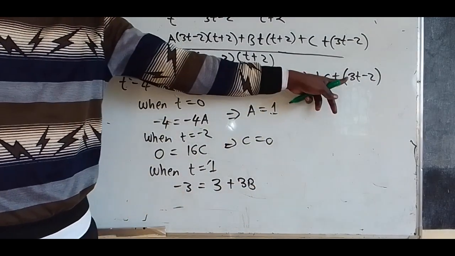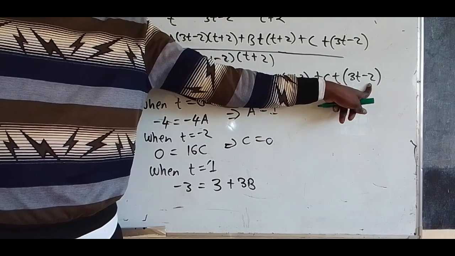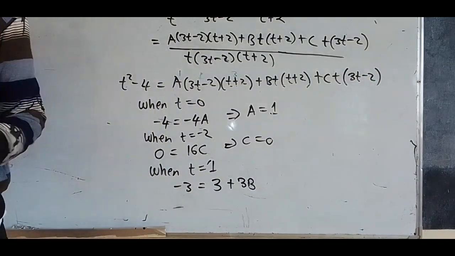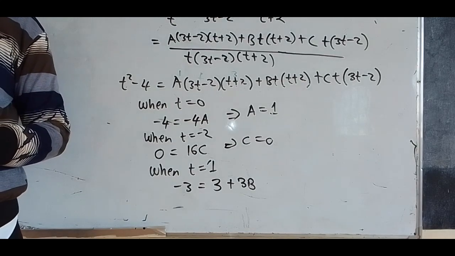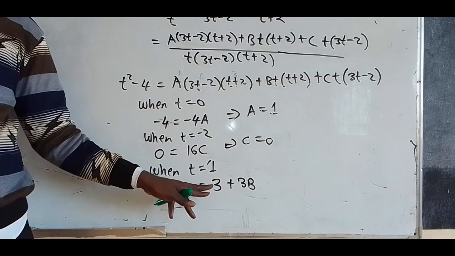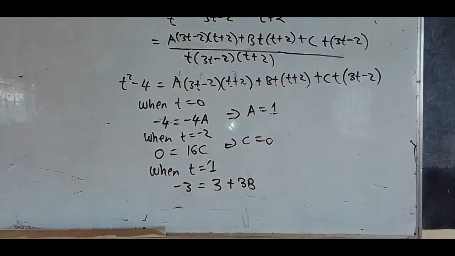Yes. T is 1. So 3 minus 2 is... No, the whole of that is 0 because C is 0. So the whole of that term is 0, isn't it? Yes. Are we together? Yes. Because C is 0, you remain with negative 3 is equal to 3, plus... is equal to negative 3 plus 3B.